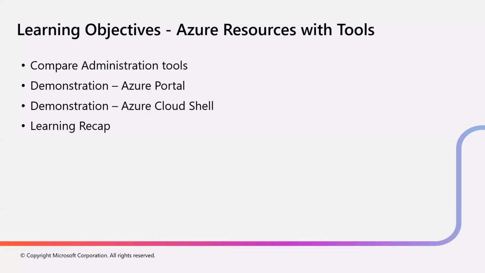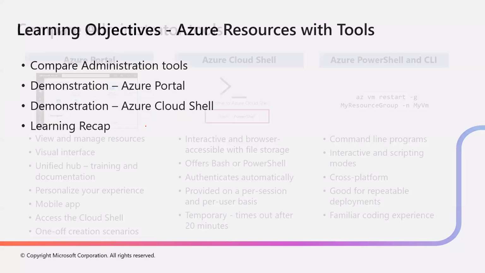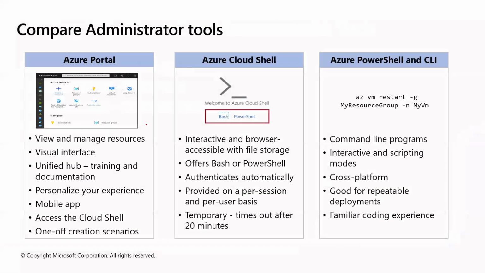In this module, we're going to learn how you can compare your tools: portal, Cloud Shell, and the CLI. In the portal, which is portal.azure.com, you can view and manage resources, with a visual interface, training and documentation, and a personalized experience. You also have a mobile app of the Azure portal. You can install it by going to the Play Store and searching for Azure portal. You'll get portal access on your mobile also.